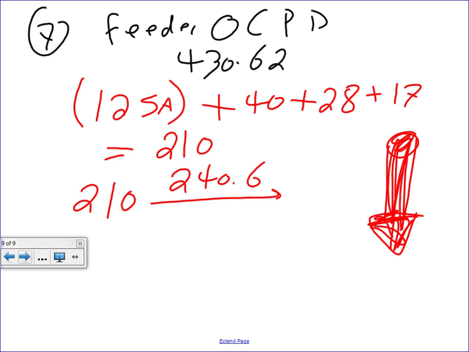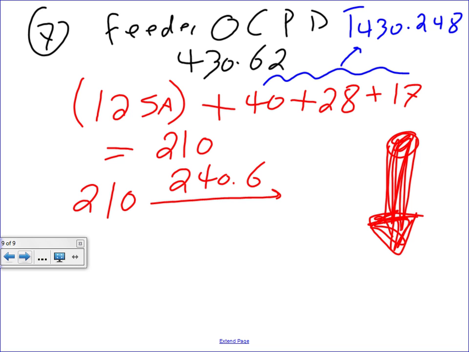Are these the code ones? These are the code ones, right? Can you write the code number over the 40, 28, 17 that you're referring to? These are coming from 430.248, right? Yep.